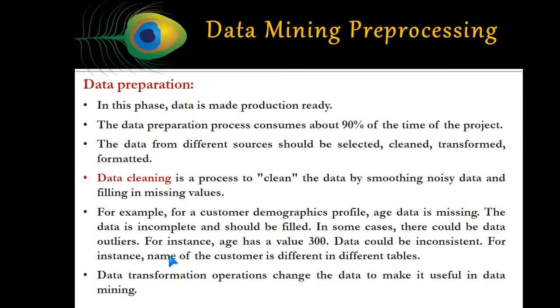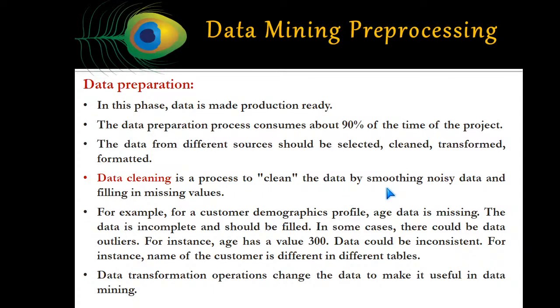For instance, if age has a value of 300, the data could be inconsistent. Obviously age cannot be more than 100. Nobody can live for 300 years, so that is called an outlier. The data is inconsistent, so it has to be taken care of. For instance, the name of the customer is different in different tables. For the same customer you have different names in different tables. Again, that is one type of noisy data.